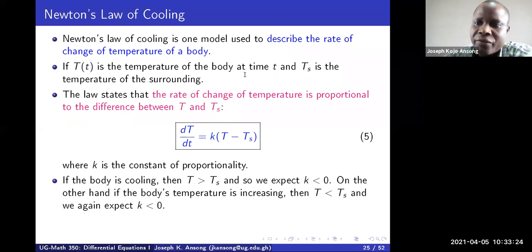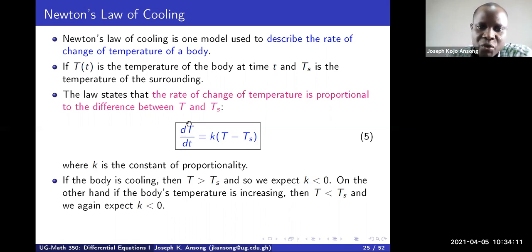Then the law says that the rate of change of temperature is proportional to the difference between the temperature of the body and that of the surrounding. So the rate of change of temperature with time is proportional to the difference between the temperatures, that's the body and the surrounding, and k here is just the constant of proportionality. In this case, it's simple. It can become complicated depending on what you want to add, but we just want to look at this simple case.